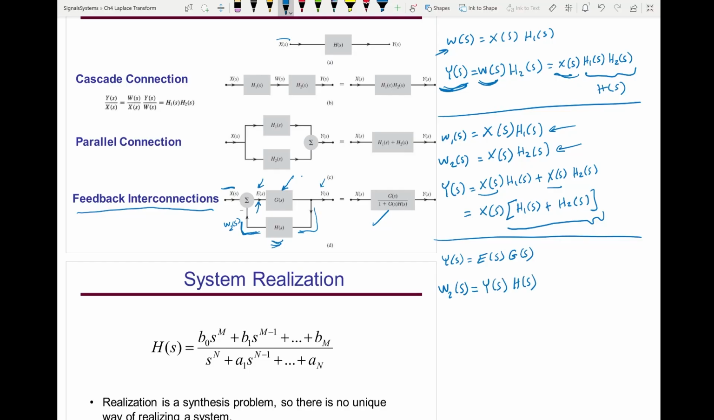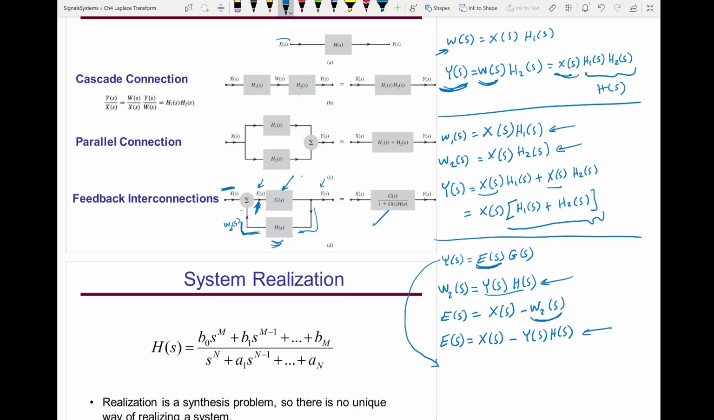Now let's describe E of s here. E of s is this signal x of s, and you add to it, look here, this is negative feedback, negative times w2 of s. Now let's substitute the value of w2 of s using this equation. So then E of s will be x of s minus this quantity. And again, I will replace this quantity using this equation. Because at the end I want to find one equation that has only the input x of s and y of s.